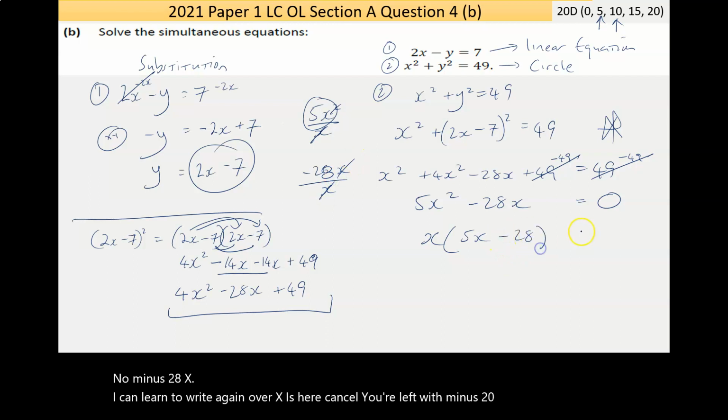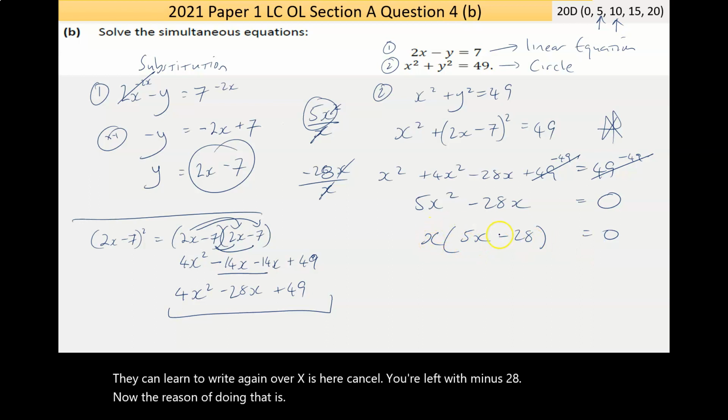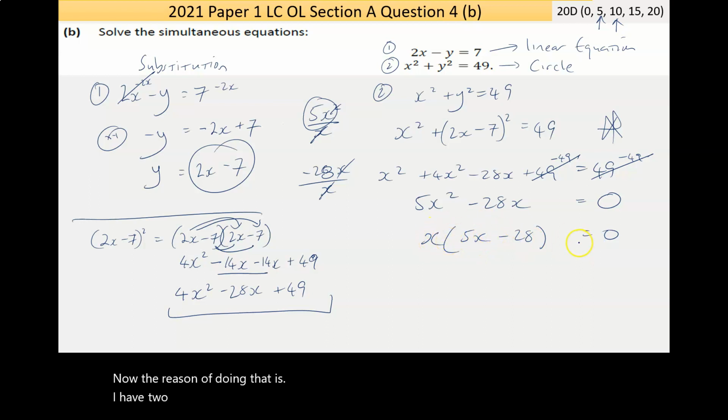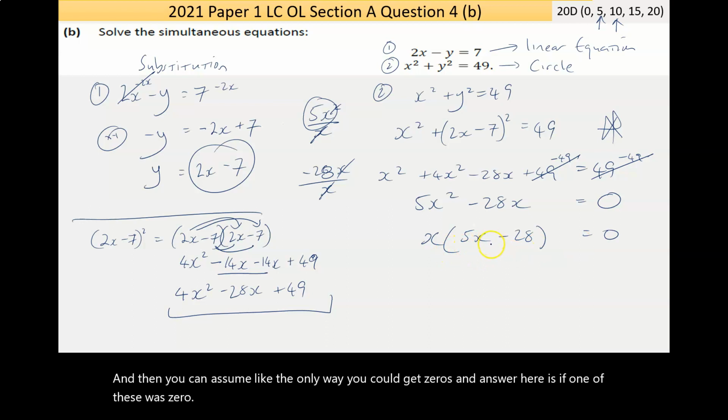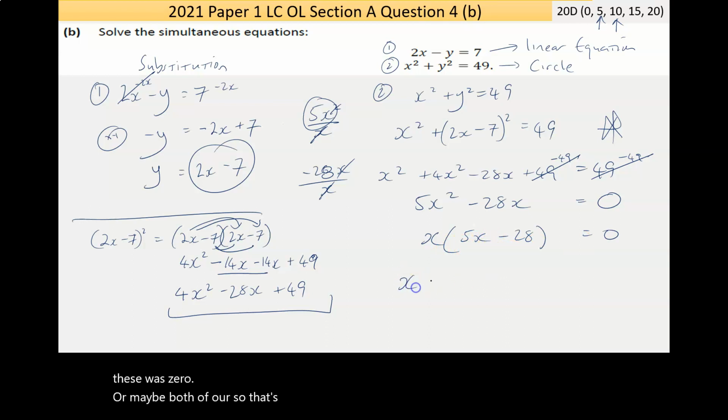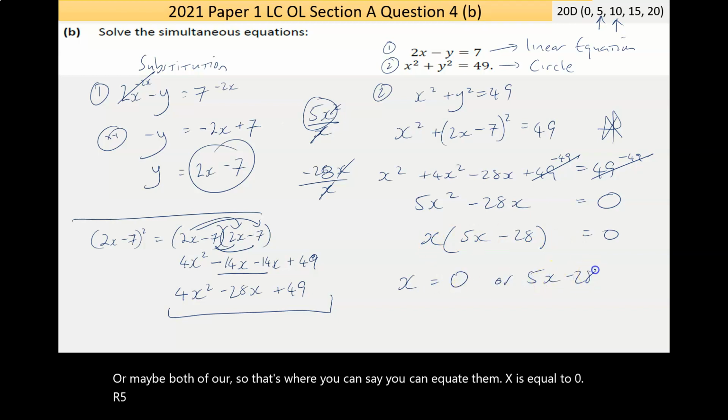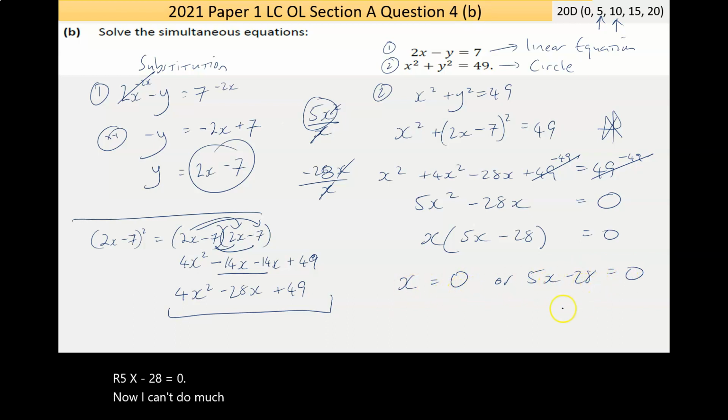Now, the reason I'm doing that is I have two terms multiplying to give 0. And then you can assume the only way you could get 0 as an answer here is if one of these was 0. Or maybe both of them are. So that's why you can equate them. x is equal to 0, or 5x minus 28 equals 0. Now, x is 0, I can't do much with that, but this 5x take away 28.